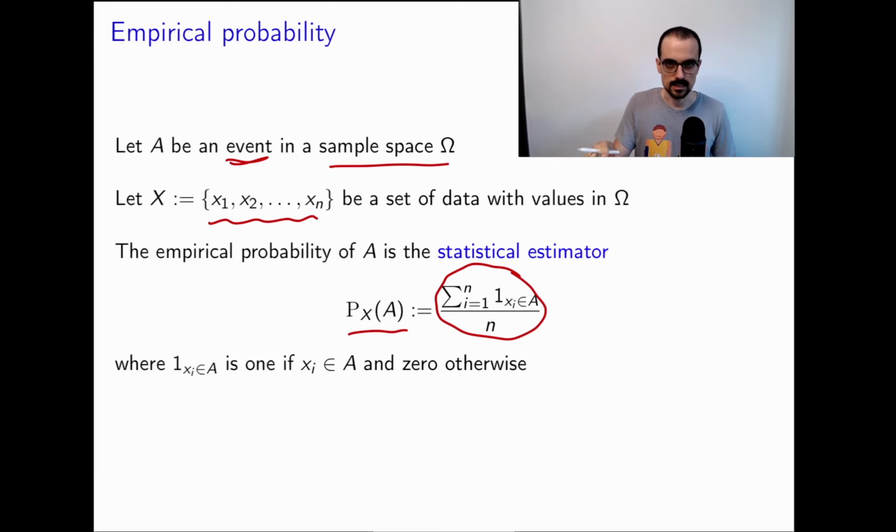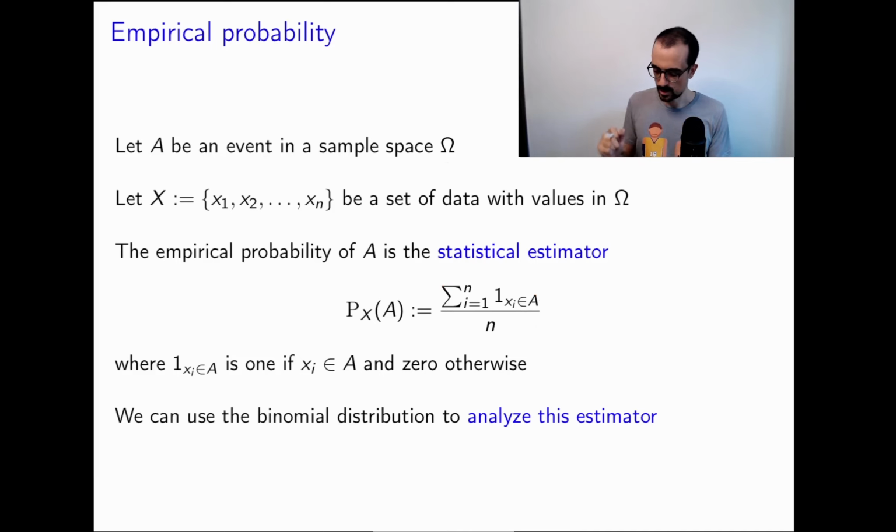And that's a statistical estimator, which is the empirical probability, and we have seen that sometimes it can be a bit noisy, but we didn't really have any tools to analyze what we meant by that. And now that has changed. Now we have a tool. The binomial distribution is going to allow us to understand how the empirical probability behaves under certain assumptions. So we're going to analyze the estimator.